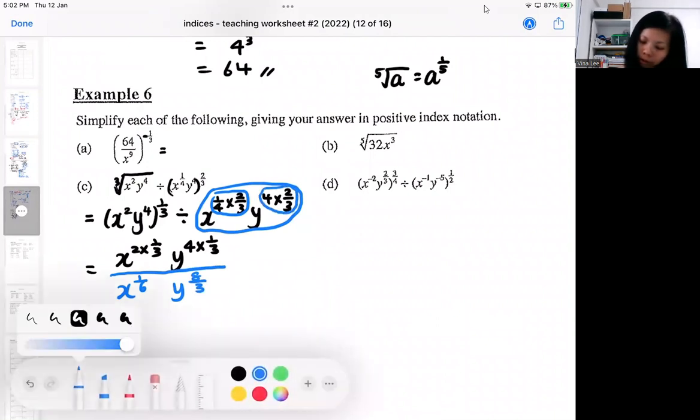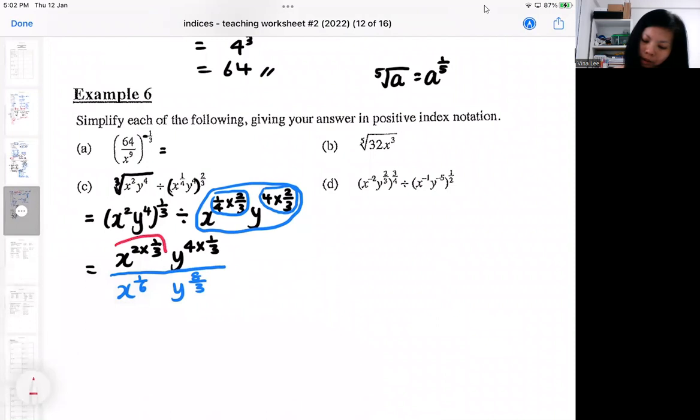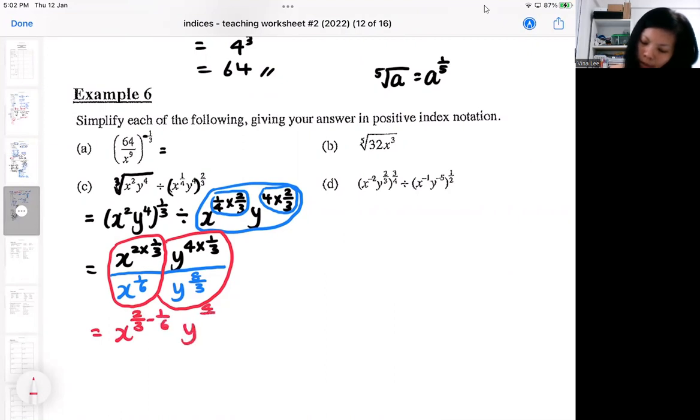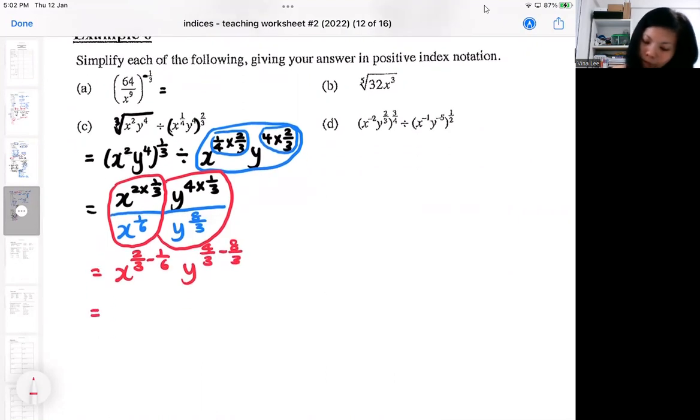So I'm still going to be doing the same base division, despite that it's a fraction. Doesn't matter. So I will get 2/3 minus 1/6. I get 4/3 minus 8/3. So I just punch my calculator. So I get a half. Then this one I get a negative.